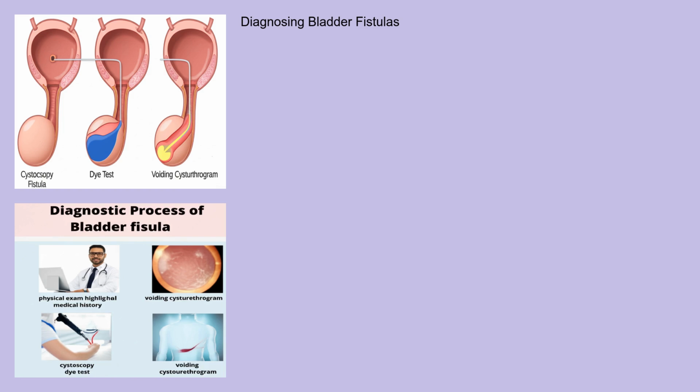Diagnosing a bladder fistula involves a thorough medical history and physical examination, often including a pelvic exam for women. Several diagnostic tests may be used to confirm the diagnosis and determine the fistula's location and size. These include a dye test, where a dye is instilled into the bladder to see where it leaks, cystoscopy, a procedure where a small camera is inserted into the bladder to visualize its lining, imaging studies like CT scans or MRIs, and voiding cystourethrograms, which use x-rays to visualize the bladder and urethra during urination.